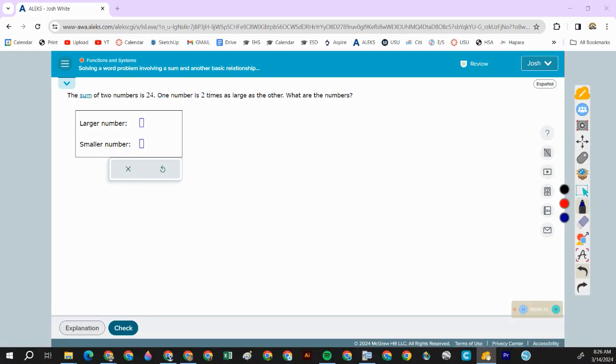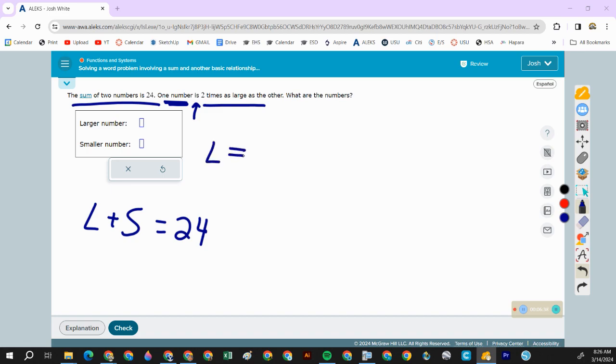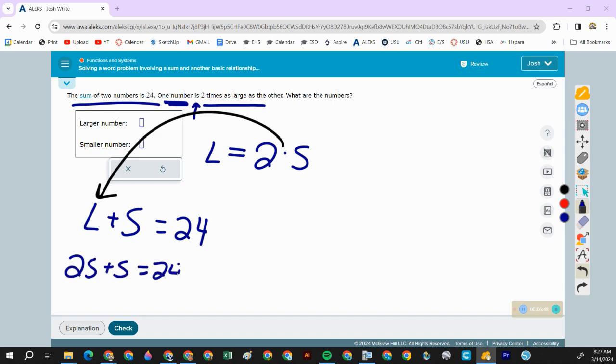All right, we have a large number and a small number. The sum of the two numbers is 24. So large number plus small number equals 24. One number is 2 times as large as the other. So the large number is equal to 2 times the small number. We plug this in for L. 2s plus s equals 24. So 3s equals 24. So s is 8.